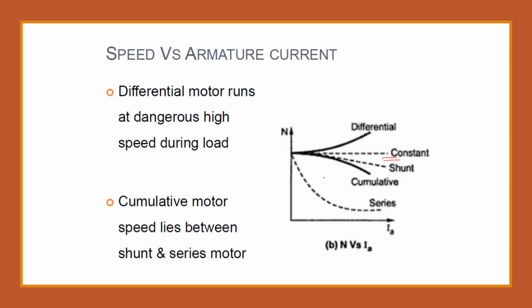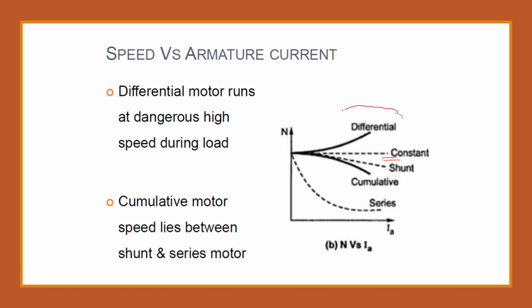But in terms of compound motors, the cumulative one lies nearly beneath the shunt characteristic. So we can apply this cumulative compound motor for constant speed applications. But the differential compound motor's speed keeps on increasing, so it should not be used for load conditions.